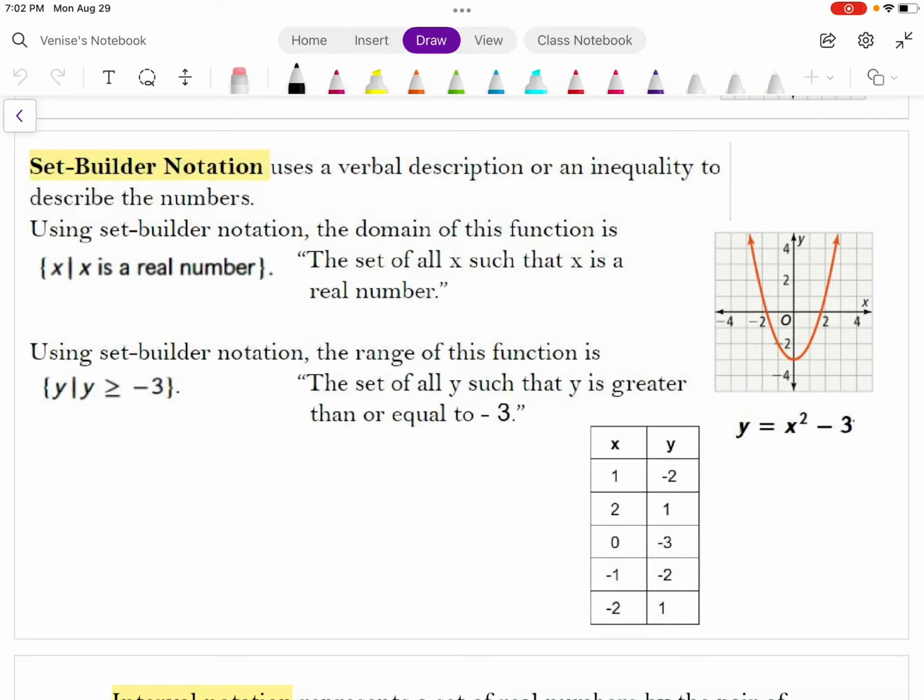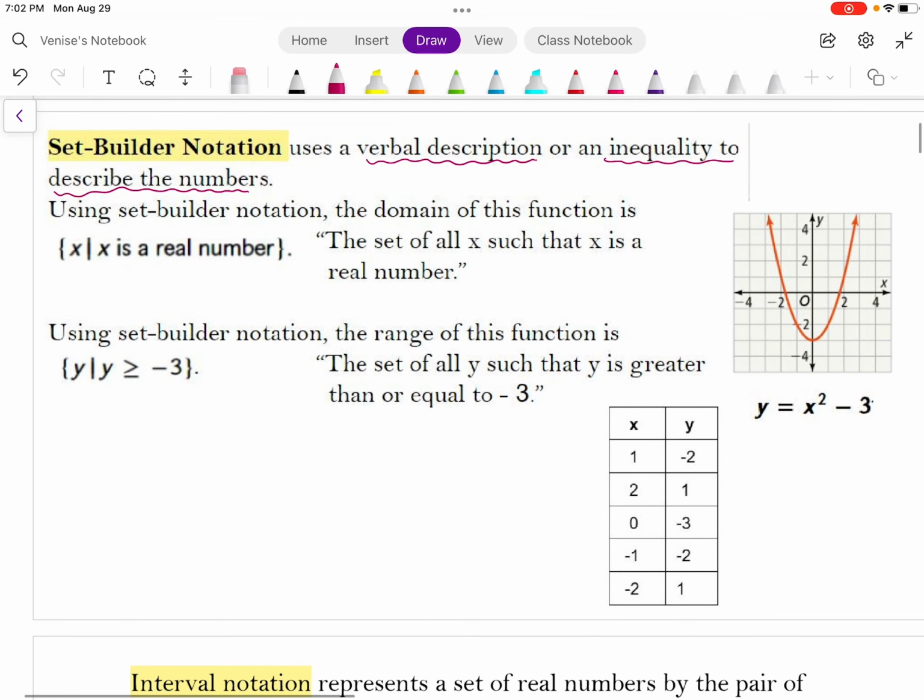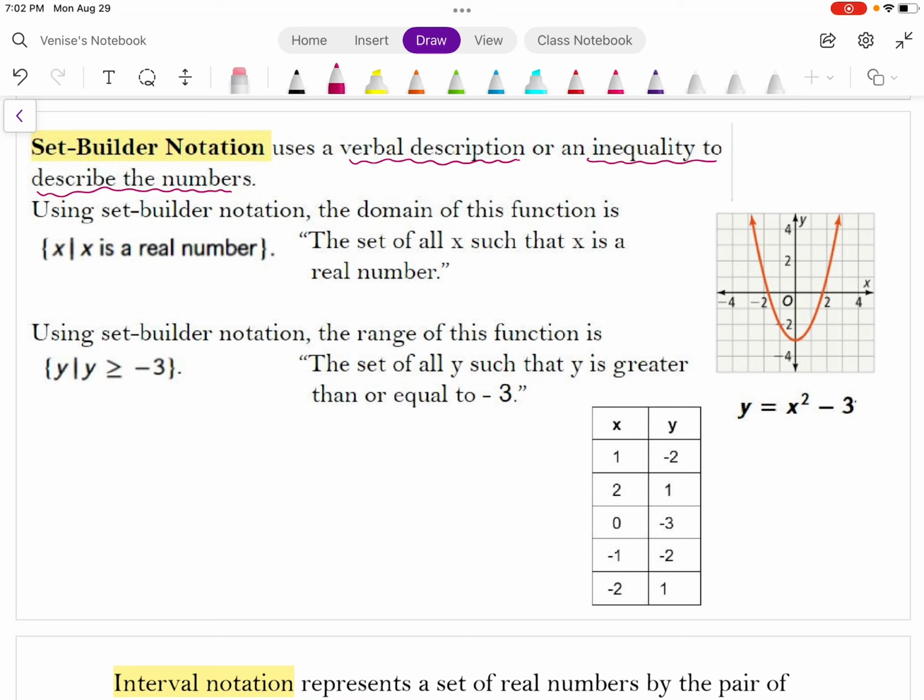To find the set builder notation, first let's look at the definition. The set builder notation uses verbal description or an inequality to describe the numbers. So in this case, for the first example, using set builder notation, the domain of this function is, so this right here represents the set of all x such that x is a real number.